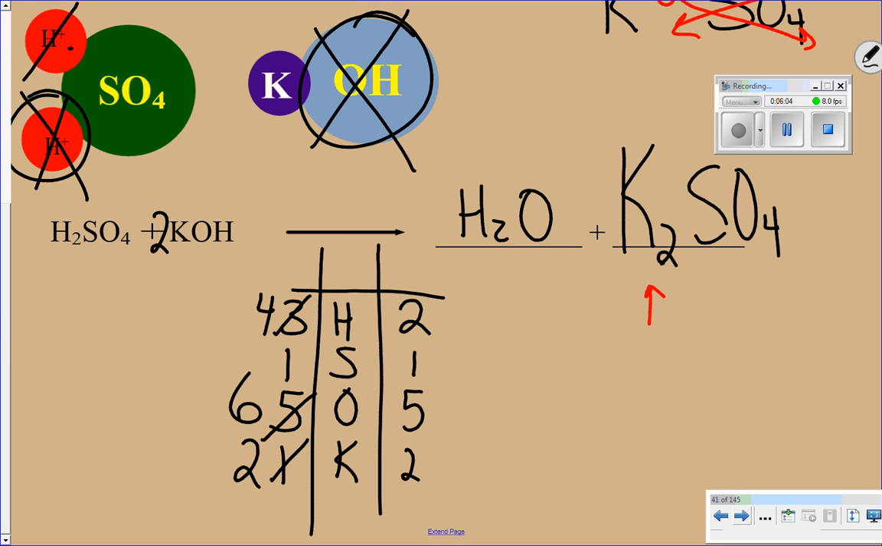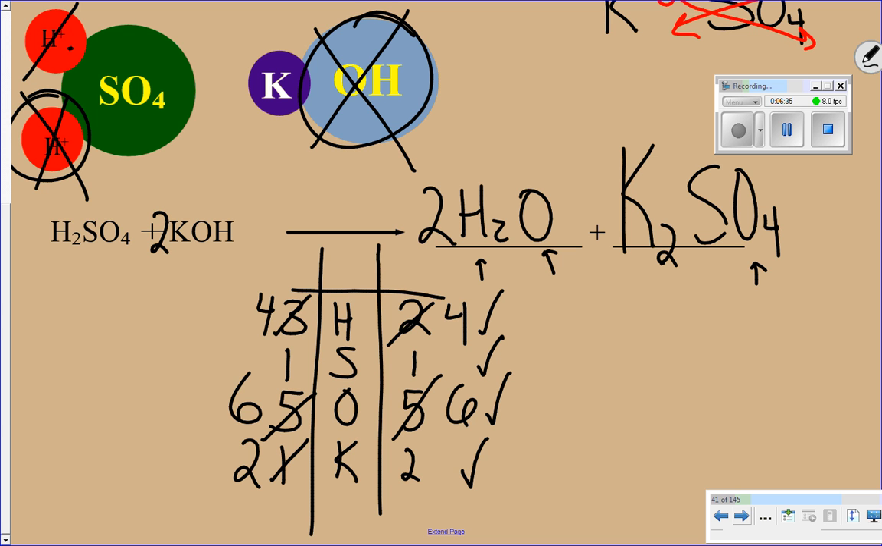So now looking back at what I've got, I fixed my K, but my oxygen and my hydrogen are a little off. So when I look back over on my product side, there is a place where I can fix just oxygen and hydrogen. I can do so by putting a 2 right in front of water. Now that turns this into 4 hydrogens here, and 2 oxygens plus 4 here gives me 6 oxygens. My hydrogens are balanced, my sulfurs, oxygens, and my potassiums.